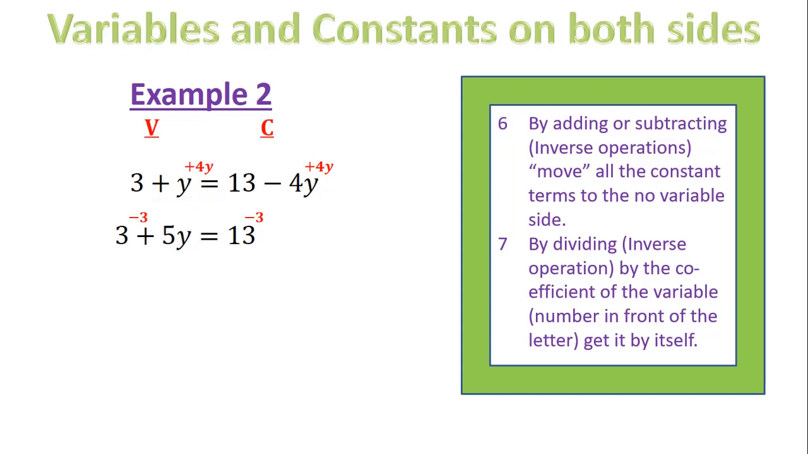That means that 3 minus 3 is 0, and I just have 5y equals, and 13 minus 3 gives me 10. Step 6, done. Step 7, by dividing by the coefficient of the variable, get it by itself. We have 5y equals 10, and so my coefficient is 5. Therefore, I divide both sides by 5. 5y divided by 5 gives me y. 10 divided by 5 gives me 2. Step 7, done.